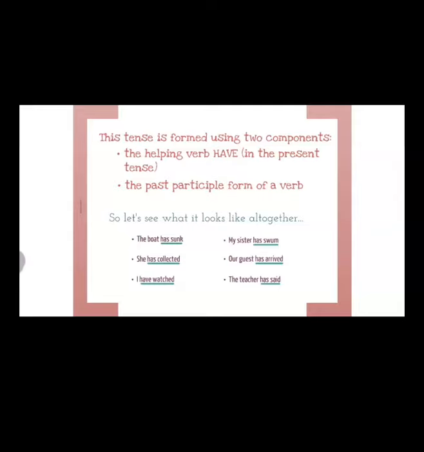So, as we already said, this sentence is formed using two components. Ya dijimos que para formar la oración tenemos dos componentes. Uno es el verbo have, ¿sí? Que ese lo mantendremos en el presente simple, en su forma presente no va a cambiar, y el past participle of the verb, ¿sí? So, here we have some examples, okay? We are going to read some. So, the boat has sunk, she has collected, I have watched, my sister has swum, our guest has arrived, the teacher has said.